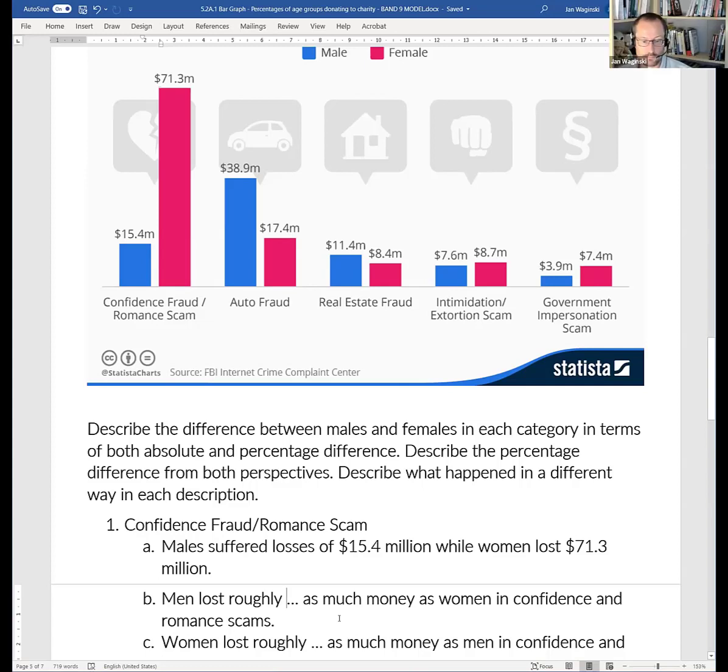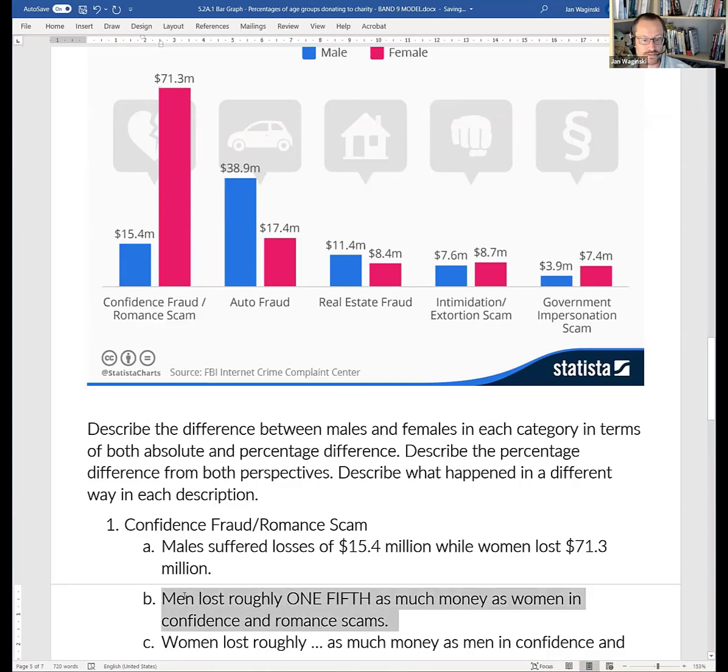So we can say men lost roughly 1/5 as much money as women in confidence and romance scams. This is the kind of language, this is like the percentage difference. So you can say 20% as much money, or you can say 1/5 as much money. And now if we look at it from the other point of view, women lost roughly how much as much money as men in confidence and romance scams?